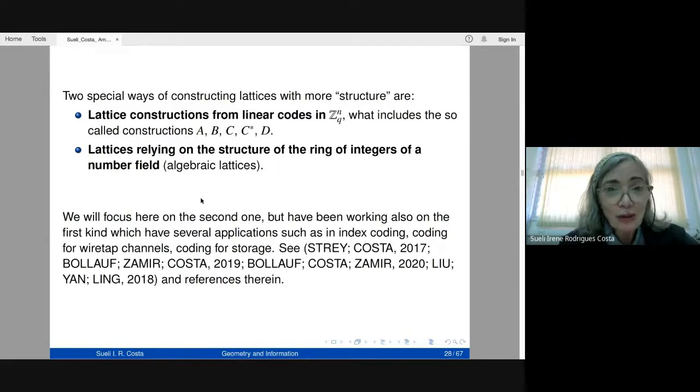I'm not going to talk about this in this presentation. I just focus on the second one. I have put some references here for people that are interested in that. And I will focus on the second one, which are lattices relying on the structure of the ring of integers of a number field. This is to see that many topics of mathematics are included when you deal with this kind of mathematics of communication. So we have different sub-areas of mathematics that are applied, as we can see.